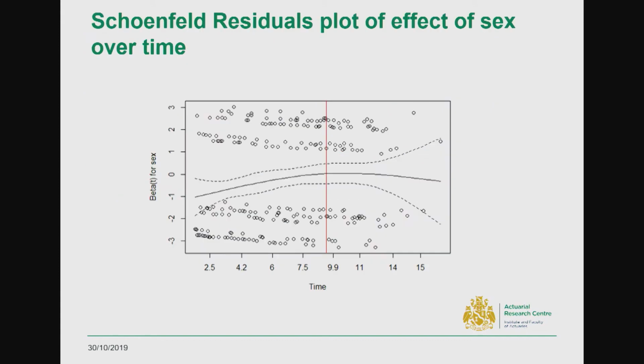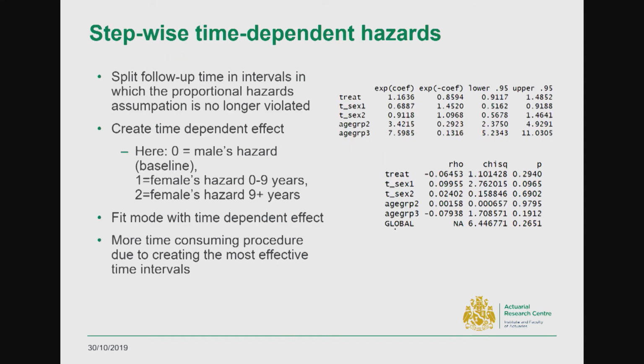So this is the graph from before, but we want to split the time into two parts. One is from time 0 to 9 years old, and another is from 9 years old onwards. We want to split the time for sex and have a look at how our hazard ratios change.